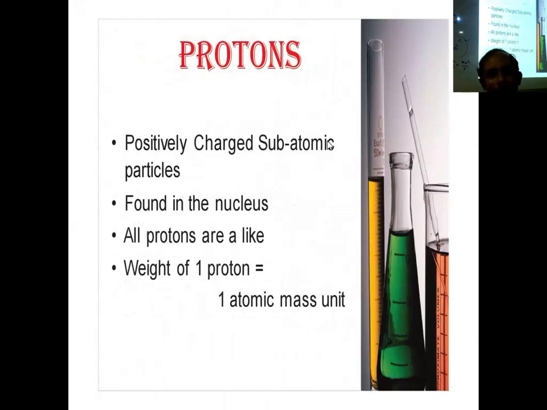Now what are the proton, electron, neutron made of? What are they made of? Any idea? It is made of quarks, right? How many types of quarks are there? 6 types. 6 types of quarks there: up, down, top, bottom, charm and strange. These 6 types of quarks there.